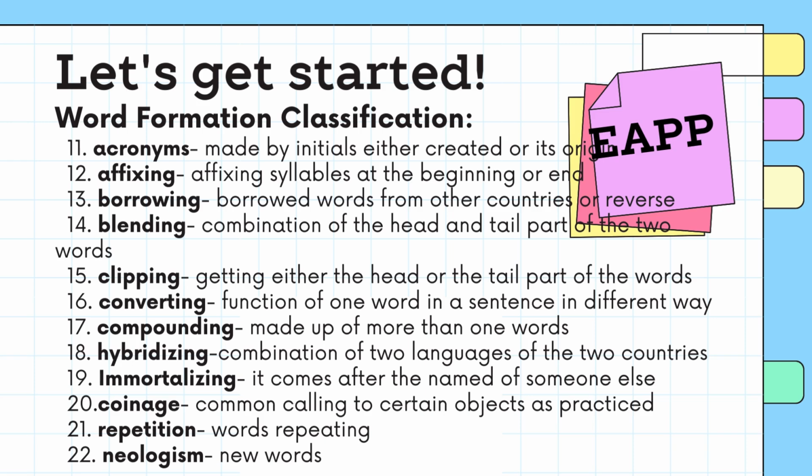Hybridizing is also a combination of two languages from two countries. For example, chicken adobo, where chicken is an English term and adobo is a Filipino term. Okay, beef teriyaki, where beef is English and teriyaki is Japanese, and also pork sinigang, where pork is an English term and sinigang is a Tagalog term. Mais con hielo, where mais is a Tagalog term and con hielo is a Spanish term. So these are just some of the examples that can be used in advertising where two languages are applied.